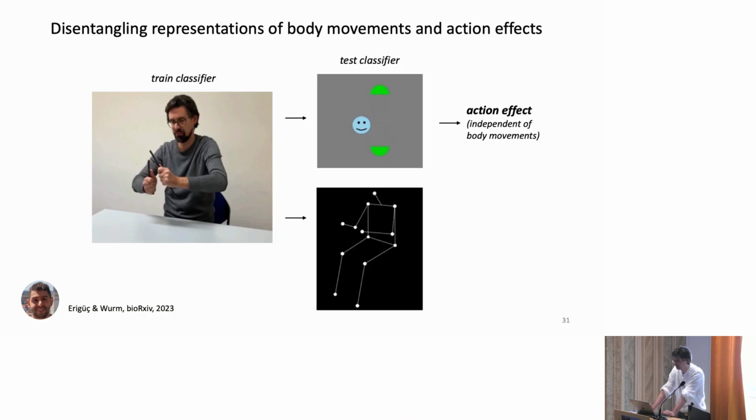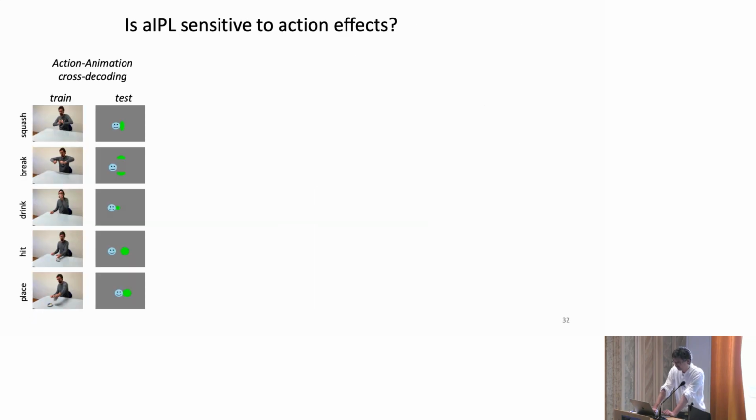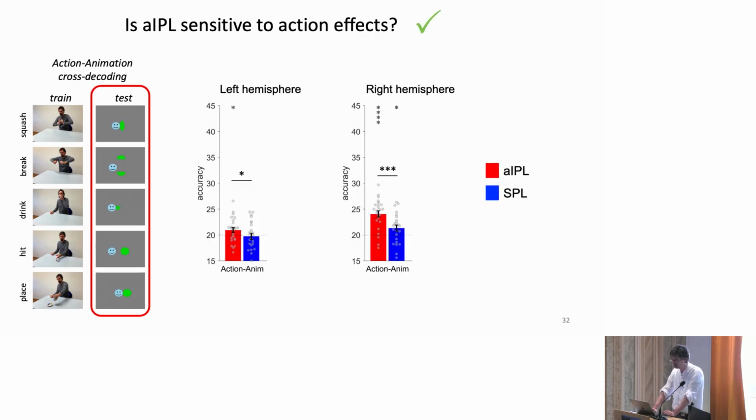Now, we can also do kind of the reverse thing, namely to use point light display stick figures of the actions for testing the classifier. And this would isolate the representation of body movements independently of a visible interaction with objects. So we first tested whether AIPL is sensitive to action effects. So we trained the classifier on actions and then tested it on the matched animations and vice versa. And as you can see, the cross-decoding was stronger in the left and right AIPL, shown here by the bars in red, compared to the SPL.